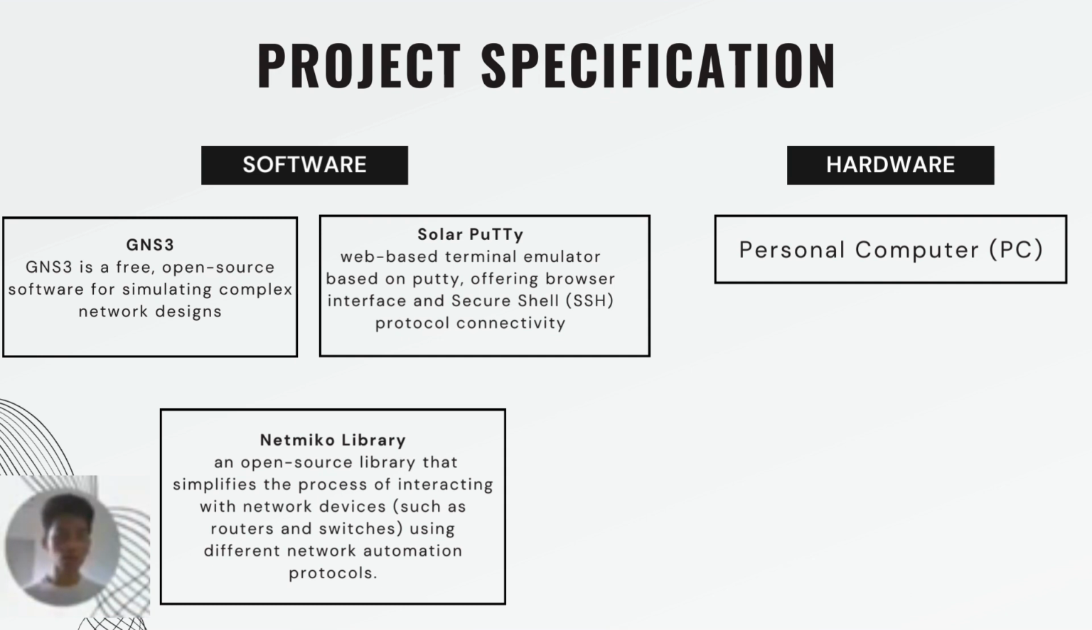For the software, we use GNS3. GNS3 is a free open source software for simulating complex network designs. Solar-PuTTY is a terminal emulator based on PuTTY, offering a browser interface and secure shell protocol connectivity. The last software we use is the Netmiko library. It's an open source library that simplifies the process of interacting with network devices. The hardware is a personal computer.